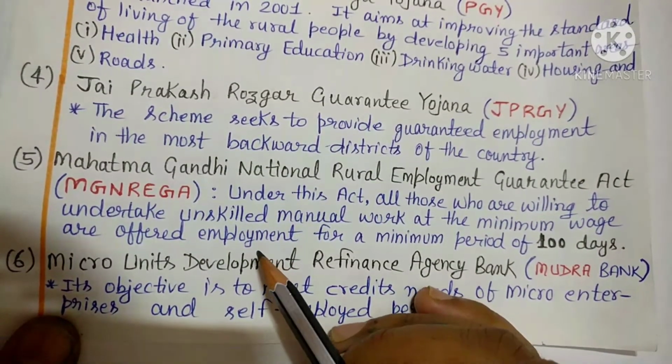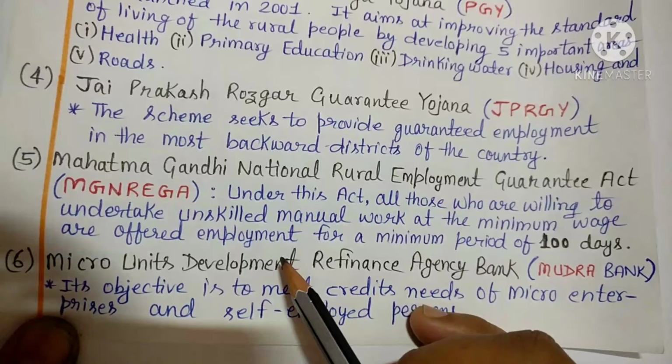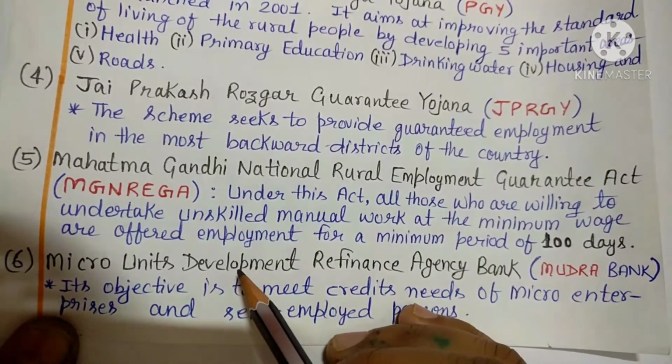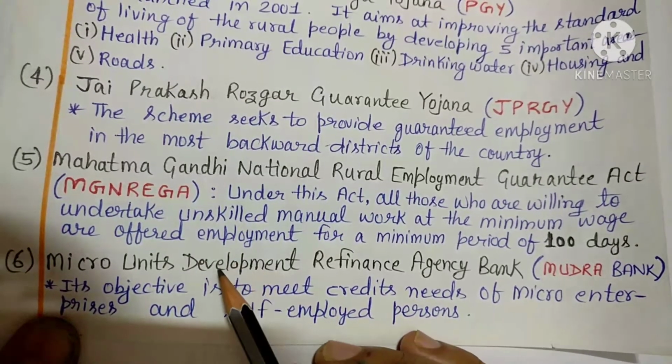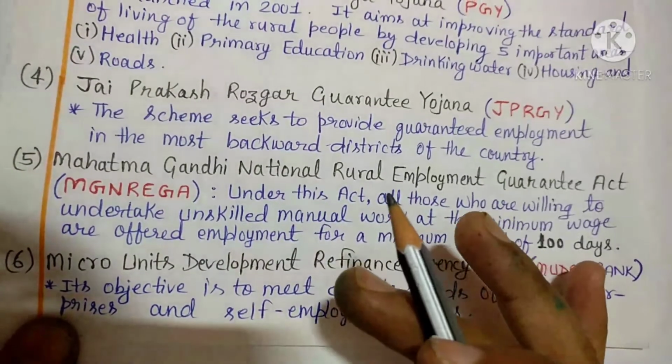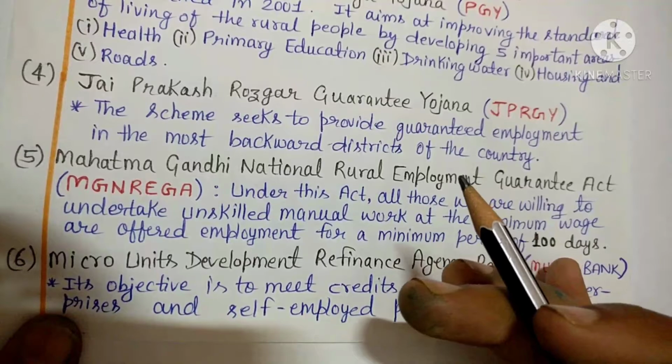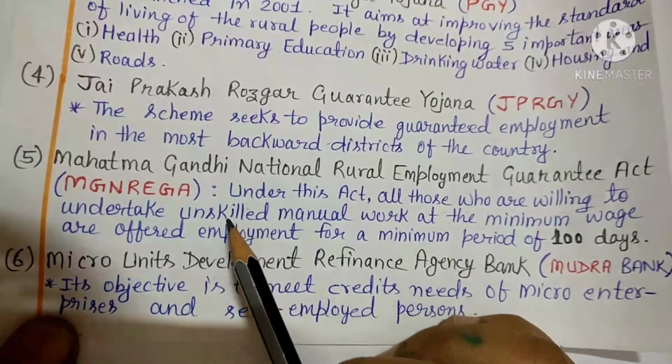Even if we talk about the people who benefited from this program, it was 6.22 crore in 2014-15, and it increased to 7.77 crore in 2018-19. So it was a huge number of people who were benefited by this scheme.